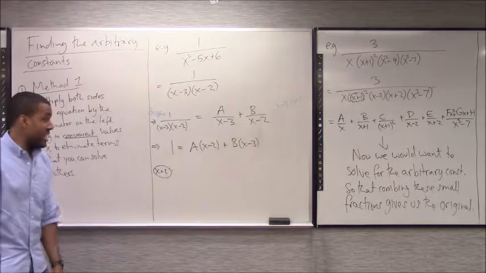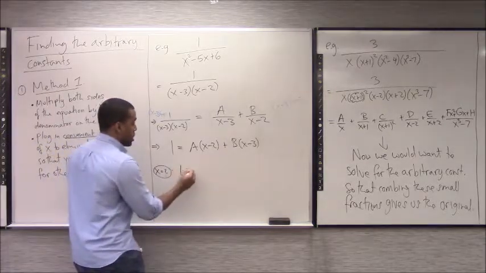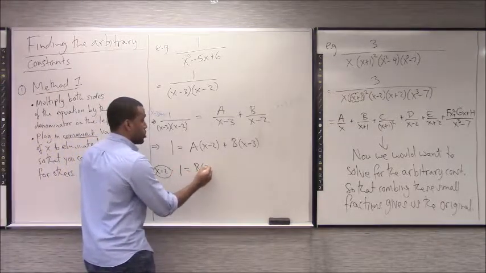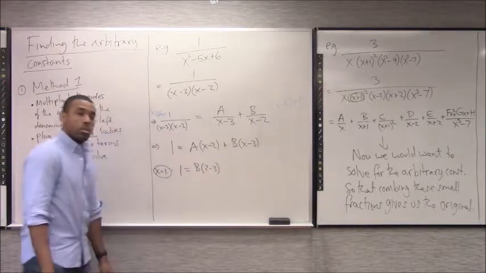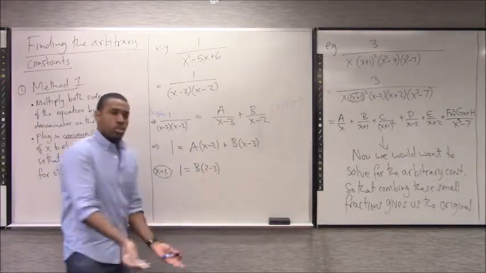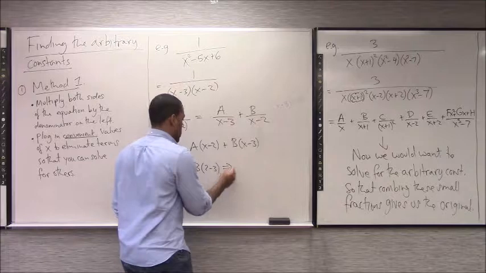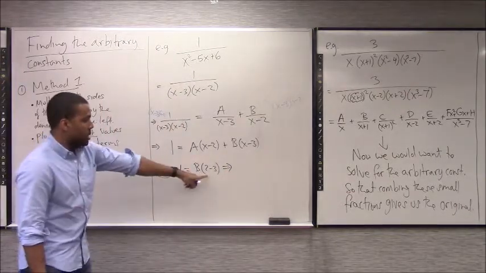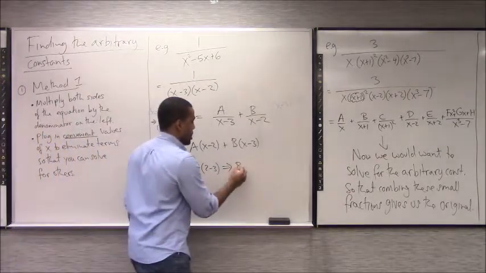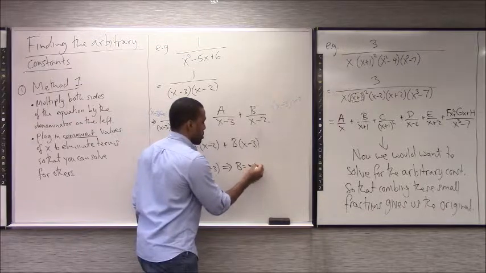Because now plugging in x equals 2, I would end up with 1 is equal to b times 2 minus 3. Which is just an equation with one unknown. That's trivial to solve. So that's just b times minus 1, so you end up with your b must be equal to minus 1.